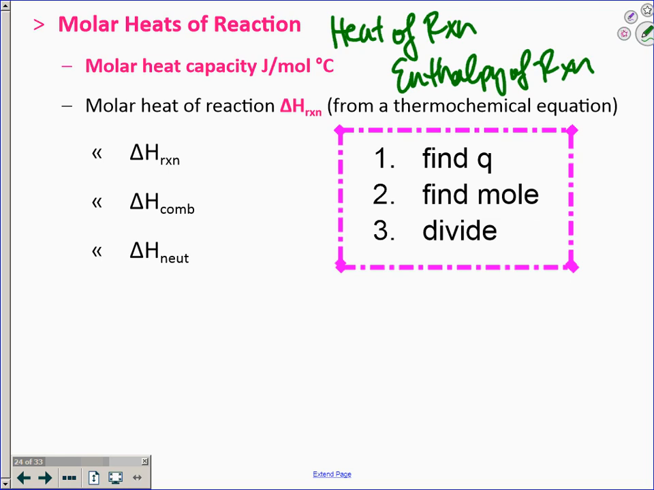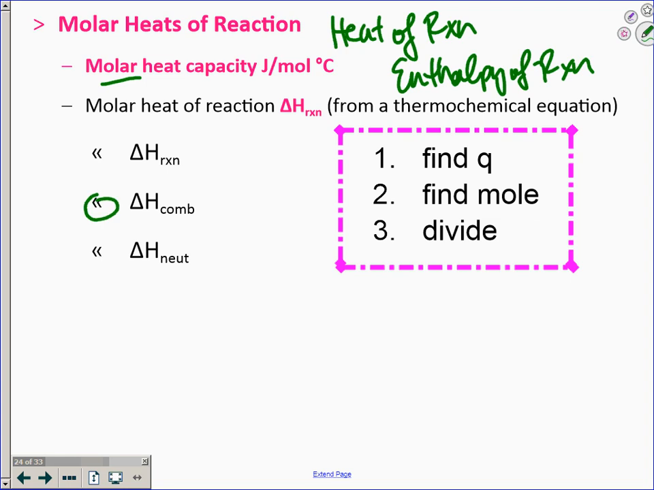Joules per mole degree Celsius. It's the same thing as specific heat capacity. It's just not in grams, it's in moles, hence why it's called molar heat capacity versus specific heat capacity. So occasionally we'll be using that to utilize data to find Q. And then once we find Q, we'll divide it by the moles of things that we reacted, which will give us delta H.